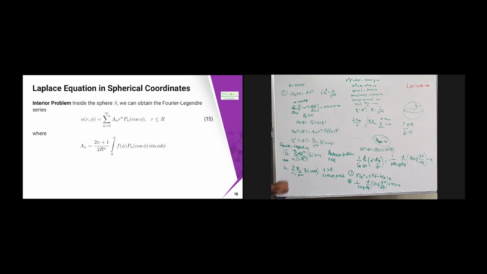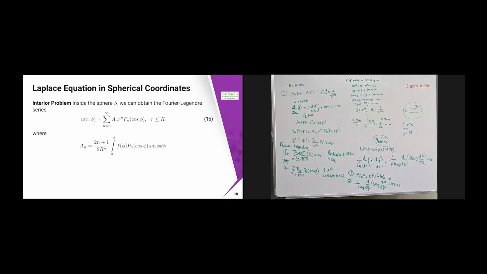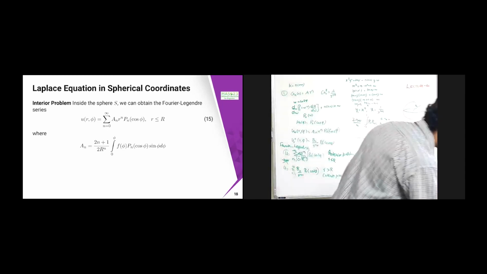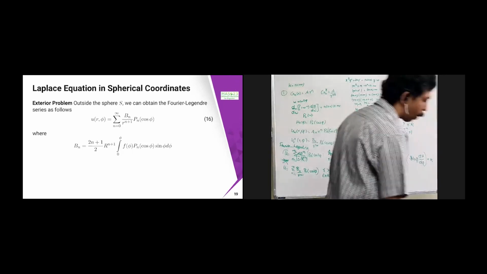This will diverge. That's the reason we are not considering the case like r^(n+1) or a by r^(n+1). I'm not considering it because in that case it is going to be excluded. So in the same way, for the exterior problem you need to consider the other way.